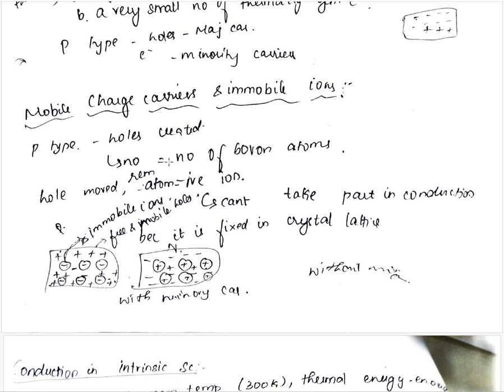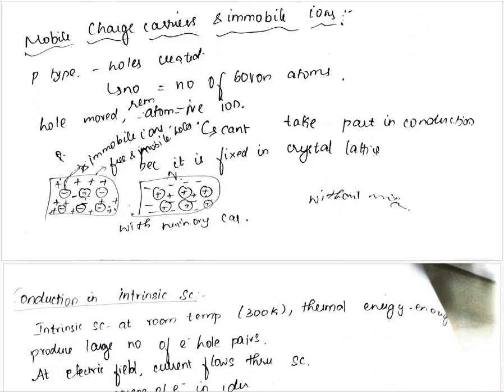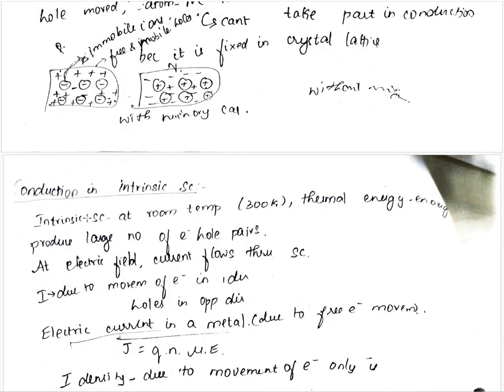So in P-type, holes are created. The number of holes is equal to the number of boron atoms added. So it has majority carriers, holes, minority carriers, electrons, and immobile ions as well as mobile carriers.